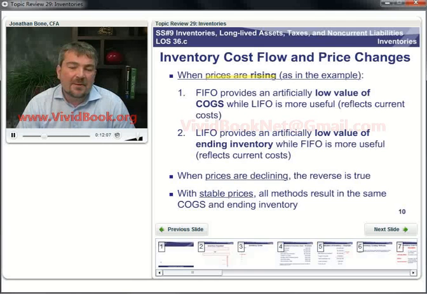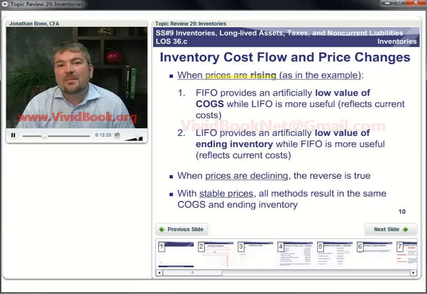Now if we were to use LIFO in the income statement, it means the cost of goods sold would contain the most recent purchases and be therefore closer to current cost or replacement cost. So the basic rule is we would prefer to see LIFO used in the income statement.